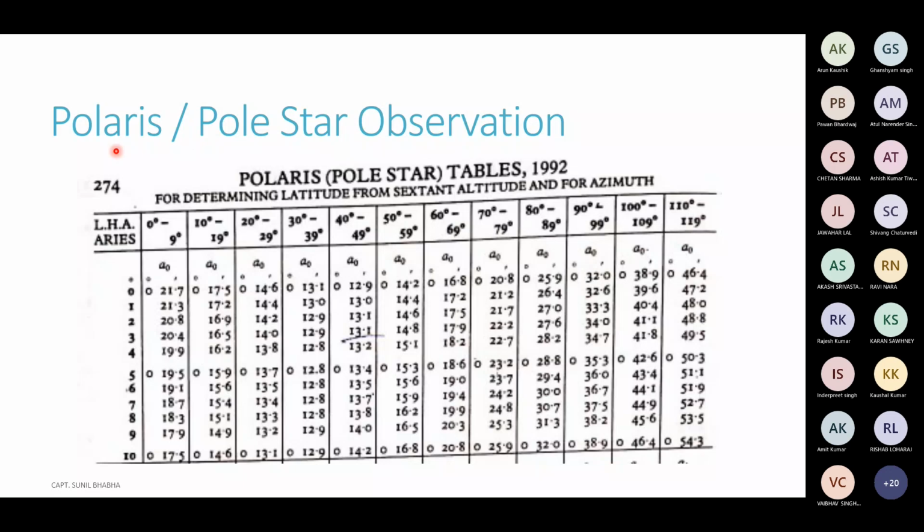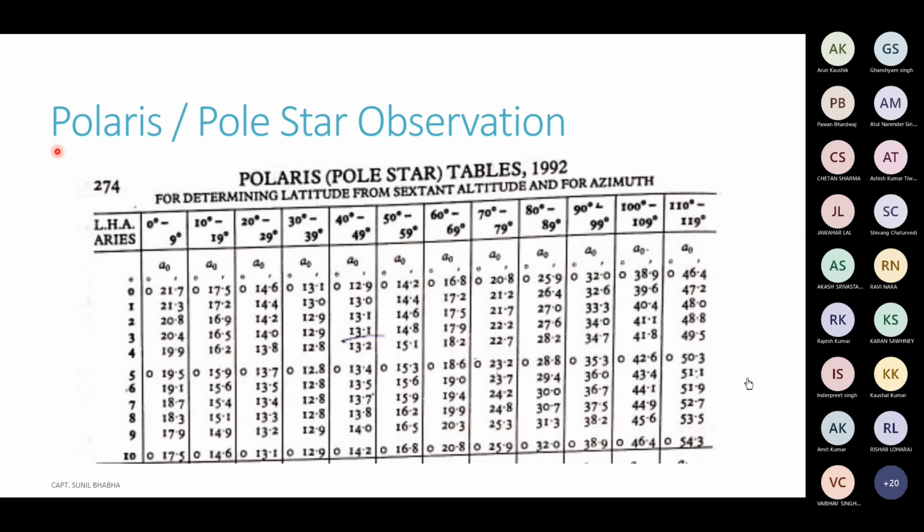Now this correction, which is given in the Polaris or pole star table in our almanac, is divided into three different parts. Because this correction is variable, it is not a fixed correction, as the pole star keeps changing its location. The Earth is rotating on its axis, and because of that the pole star also moves. It has a relative motion, and because of this the correction keeps on changing. So this correction is divided into three different parts.